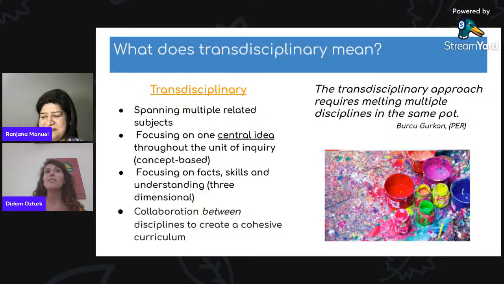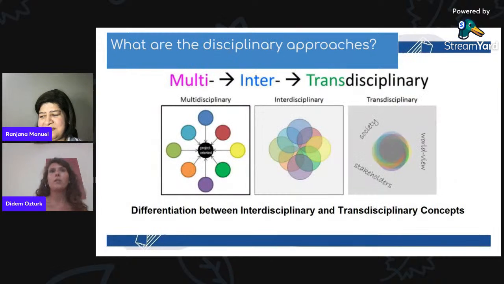And when we say transdisciplinary, it's spanning multiple related subjects and focusing on one central idea throughout the unit of inquiry, focusing on facts, skills, and understanding. It's three-dimensional. And it's collaboration between disciplines to create a cohesive curriculum. Then let's see how it looks.